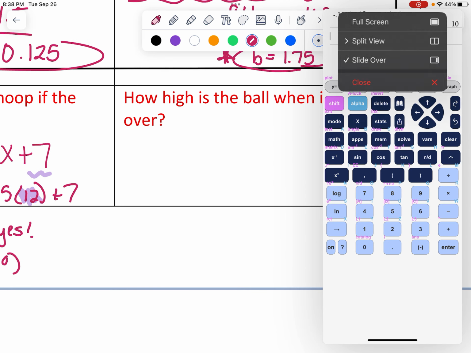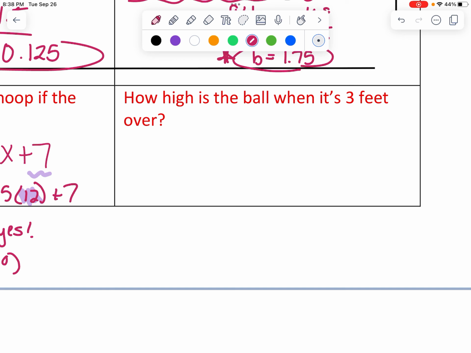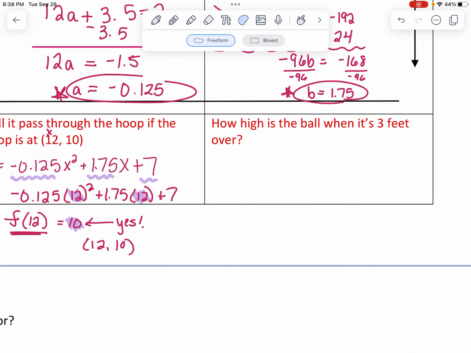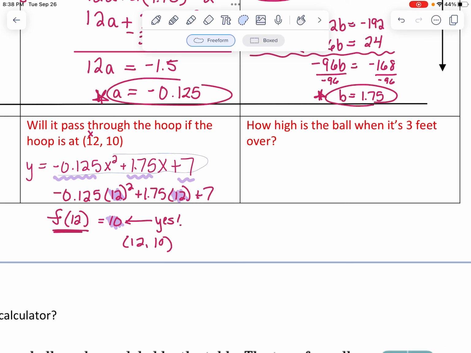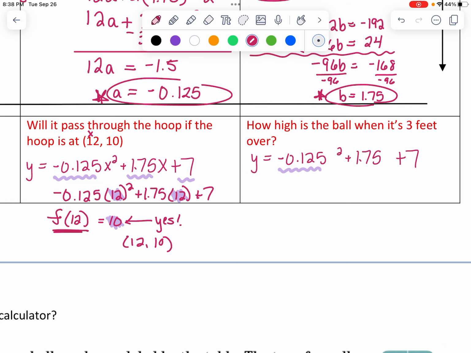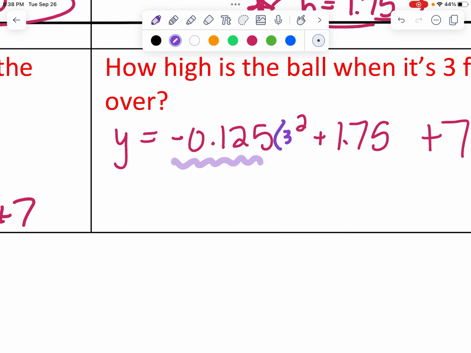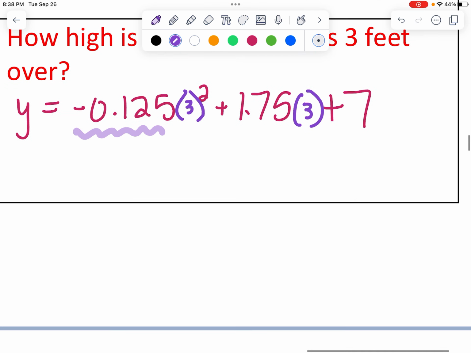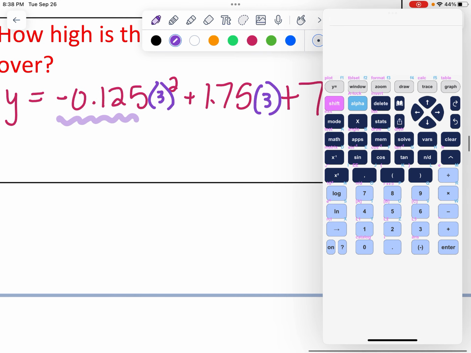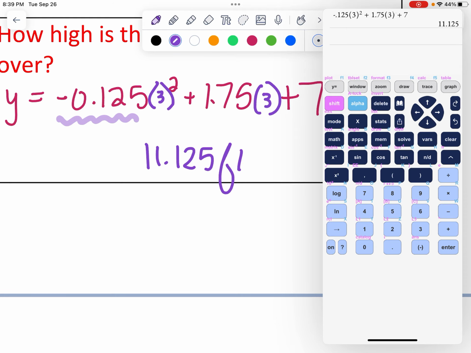And it says, how high is the ball when it's 3 feet over? So 3 feet over is the x. So we would do the exact same thing. We would take out our x's and put in a 3. Let's do that one more time here. You could put this in your y equals. I guess I'm kind of doing it the slow way, but there's nothing wrong with that. Slow and steady wins the race. Let's see how high up it is when it's at 3. It's at 11.125 feet in the air.